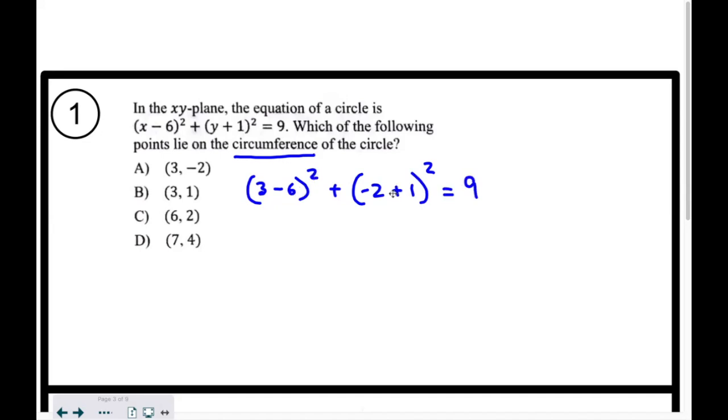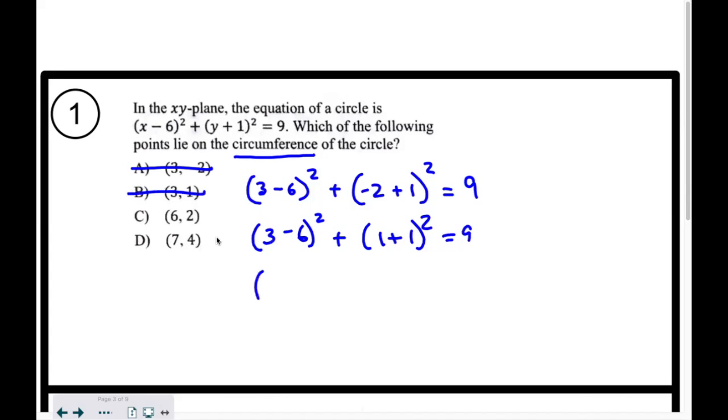So that's not looking good because -2 plus 1 is -1, squared is 1, and 9 plus 1 is not 9. So that answer is gone. And then if I look at the next one, my x here is 3 again, right? So I already know that this is 9. And then I have 1 plus 1 squared. Well, again, that's not going to give me 9 because 9 plus anything other than 0 is not going to be 9. So that doesn't work.